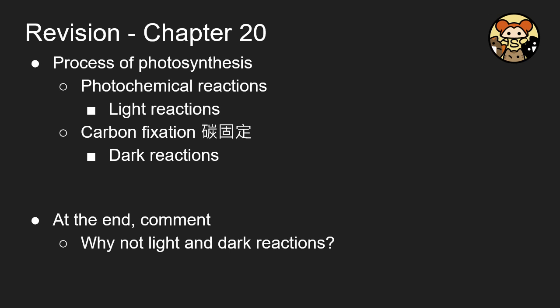For photosynthesis, it can break down into two steps. The first step will be the photochemical reaction, also known as the light reaction, and the second step will be carbon fixation, also known as the dark reaction. However, at the end of the day, usually we will not use light reaction and dark reaction, and you have to understand why.